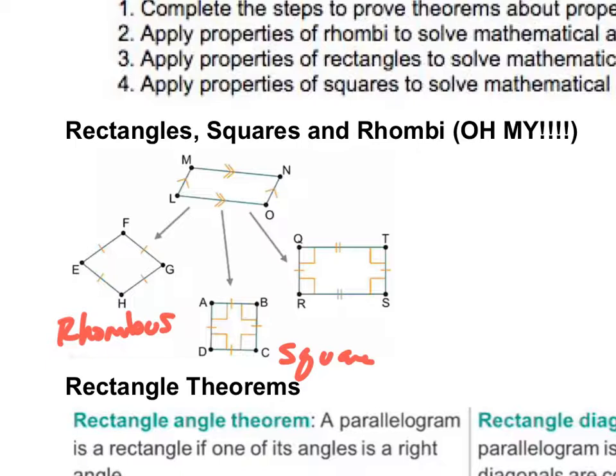And then we have a rectangle, okay? And a rectangle, we know that the opposite sides are congruent and you have 90-degree angles. So they're all kind of different special types, and we'll be able to distinguish between all three of them.